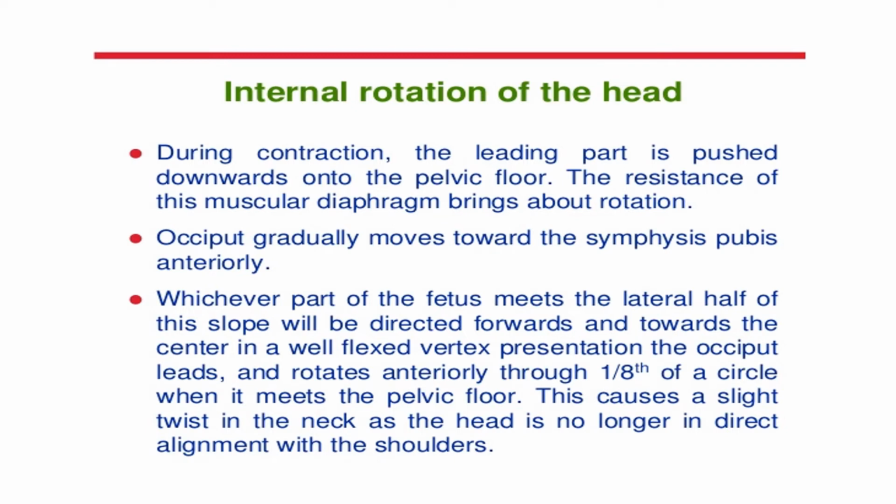In the right occipito-anterior position and in the left occipito-anterior position, already I have told you that the occiput will be over the iliopectineal eminence. So it needs to rotate only 1/8 of the circle, and then it will come under the symphysis pubis. When it is getting rotated, actually there will be a slight twist, that is, the head alone is getting rotated, so there will be a twist for the neck.